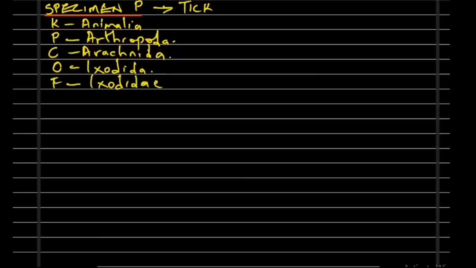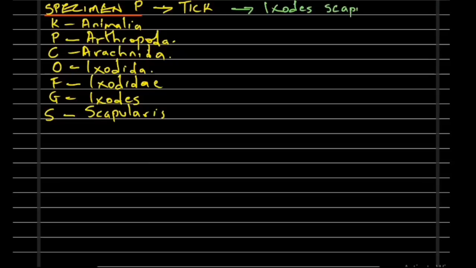And then we have the genus, Ixodes, and the species happens to be scapularis. So the scientific name is going to be Ixodes scapularis. That is the scientific name of this particular specimen, which is the tick.